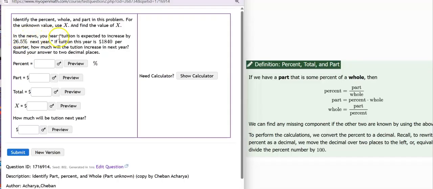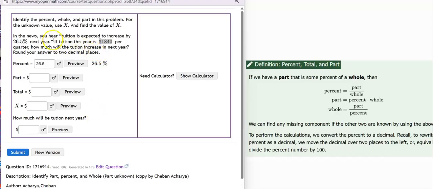In the news, you hear tuition is expected to increase by 26.5% next year. So obviously this is percent. That's how you identify. You type 26.5%. You type exactly as it is because you can see the percent at the end of this box here. So you have to type all percentage, okay, not decimal value. That's the first part.